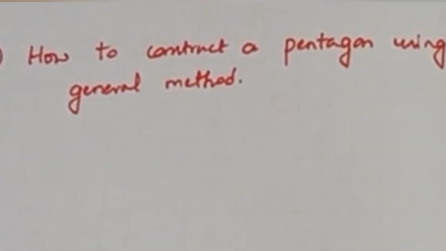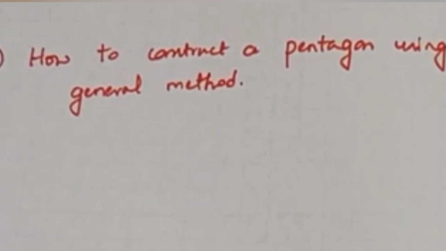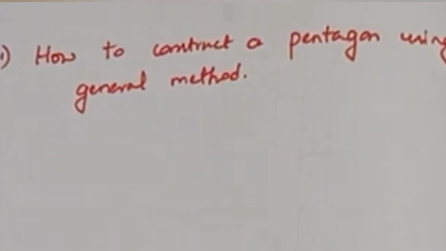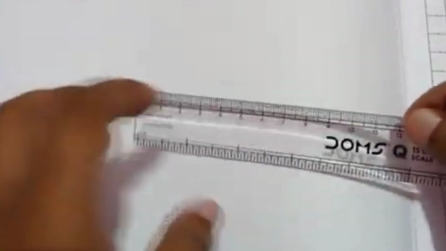Today we are going to see how to construct a pentagon using the general method. Here I am constructing a pentagon by taking a dimension of 50 mm, that is 5 centimeter. First I am going to construct one horizontal line which is of length 5 centimeter.